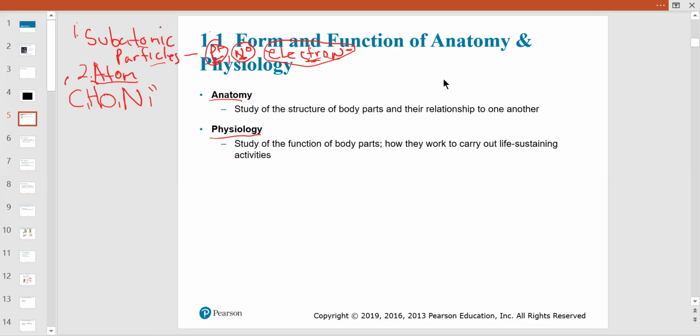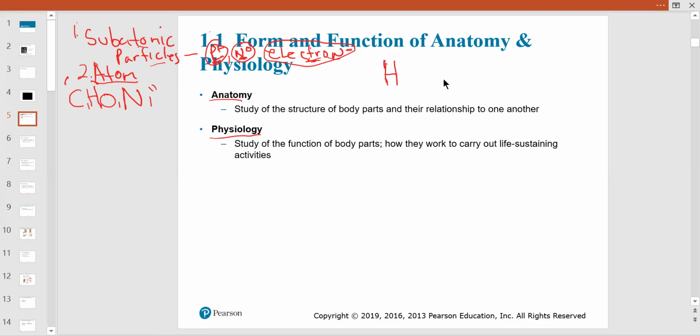So if they gain electrons, they're going to be more negative. And if they lose electrons, then they'll be more positive. Like hydrogen, for example. Hydrogen is an element, an atom. It's the smallest of all on the periodic table.